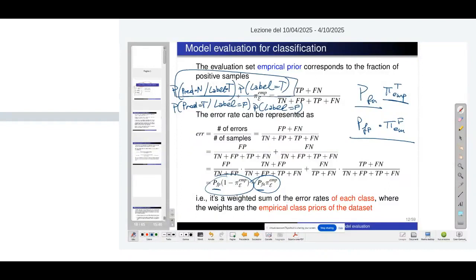This is the joint probability of predicting false and label being true, and predicting true and label being false. So that's the probability that I have one error in my dataset. If I express it in this way, I can see that I can express it as a conditional per class error rate, where the conditional error rate is the false negative rate and false positive rate for the two classes, which with a frequentist interpretation, we can interpret them.